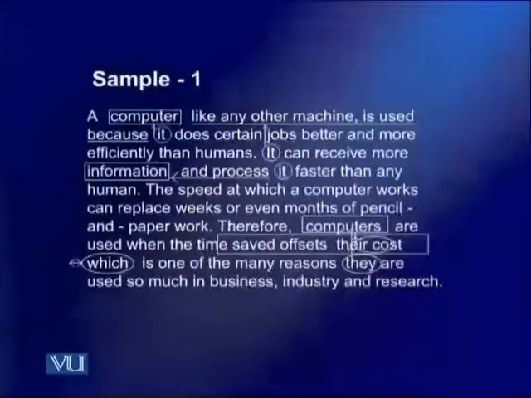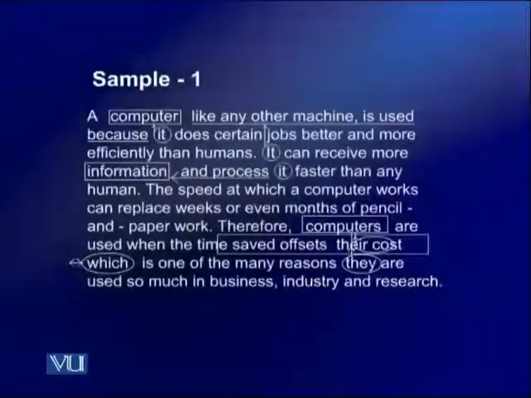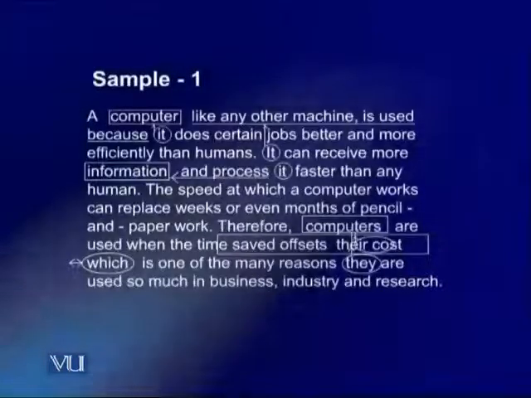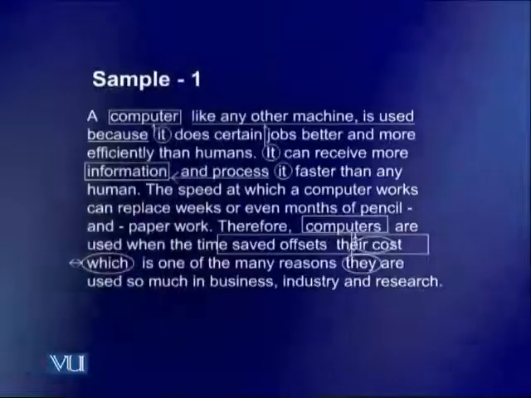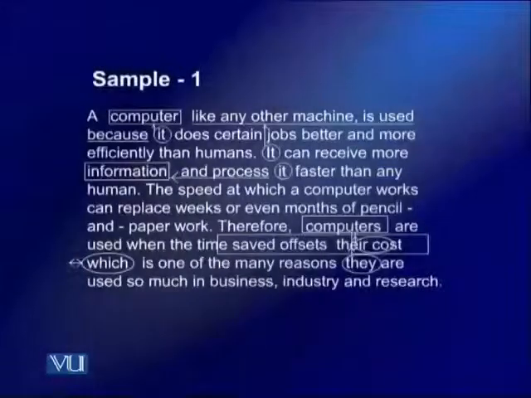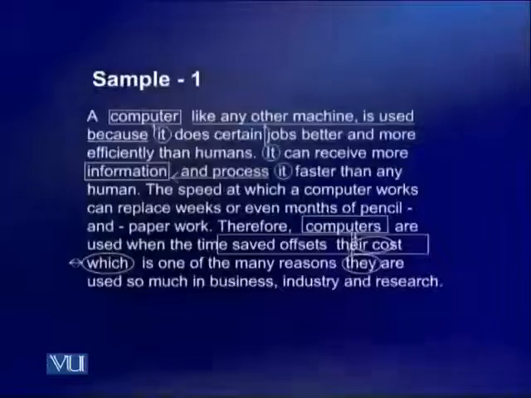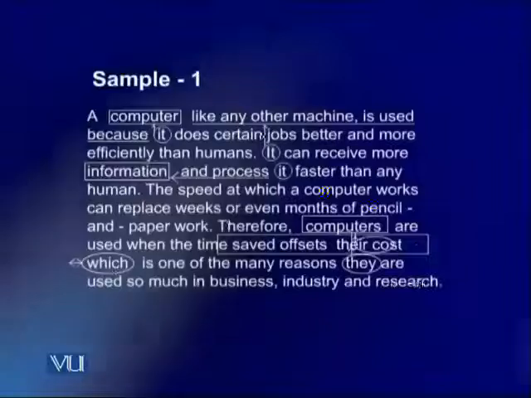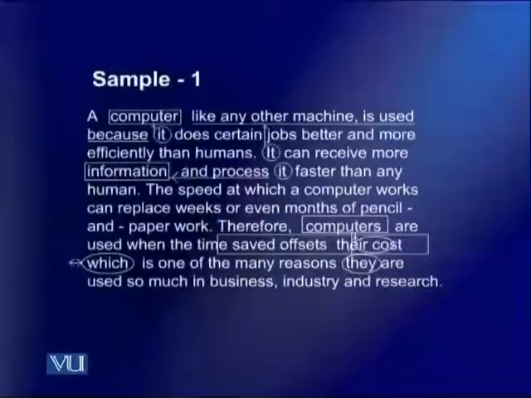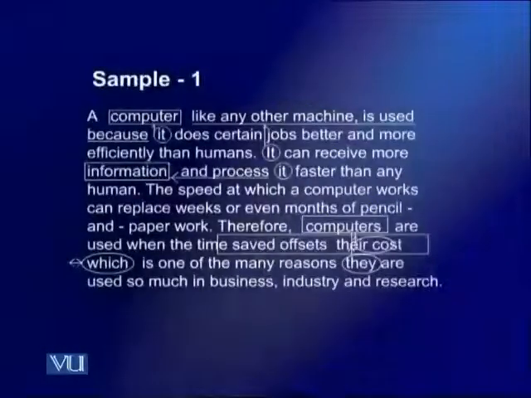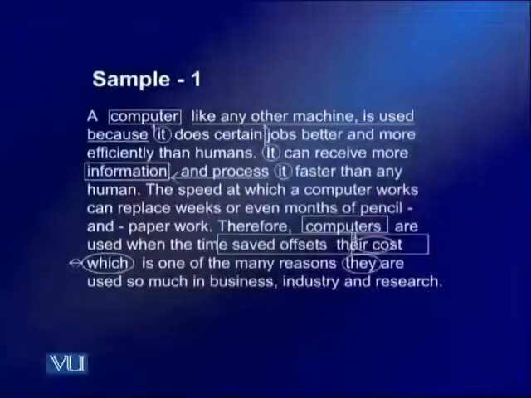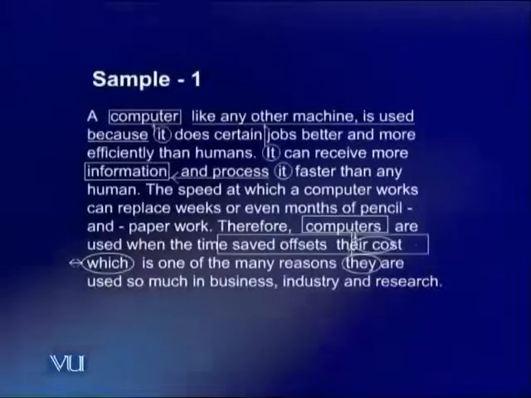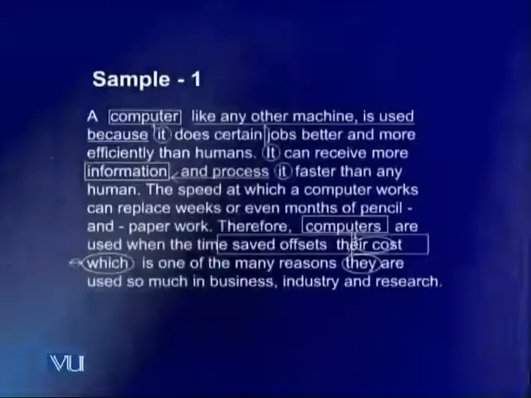Now you will notice that in this paragraph, again, there are certain words that are boxed and certain words that have been circled. Now notice, the first it, what does it refer to? It refers to the word computer. The second it refers to the phrase like any other machine is used because. The second it goes back and refers to the phrase like any other machine.